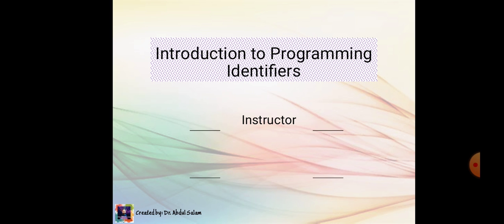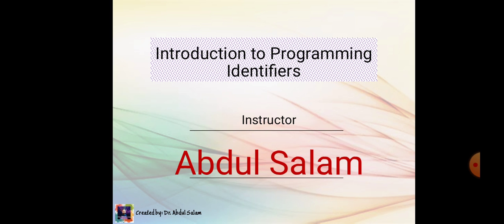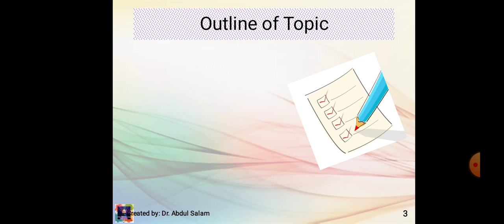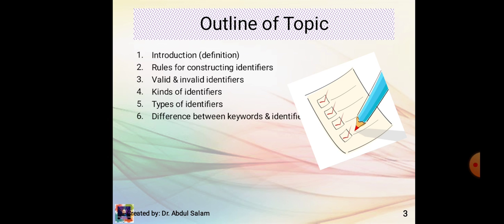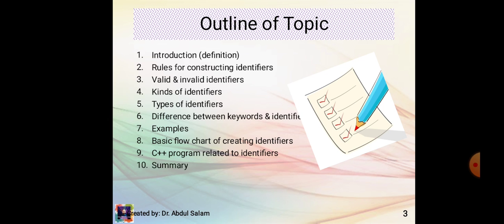The topic of our today's lecture is Introduction to Programming Identifiers. The table of contents are firstly, the introduction of the topic, then rules for constructing identifiers, valid and invalid identifiers, then kinds of identifiers and its types, the difference between keywords and identifiers, and some examples, basic flowchart of creating identifiers and C++ program related to identifiers.